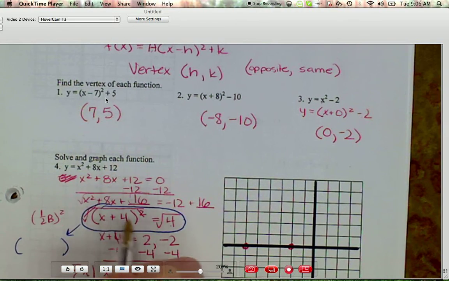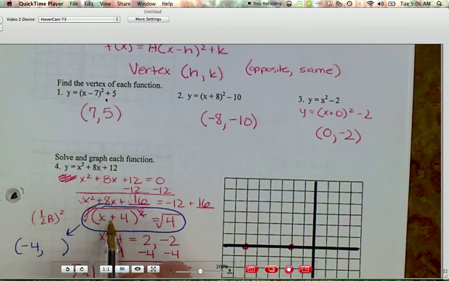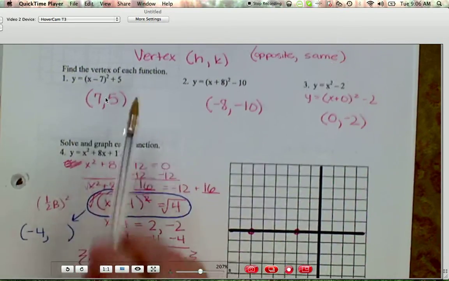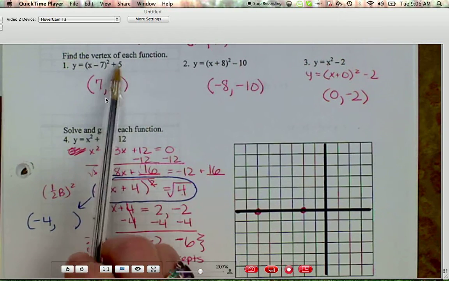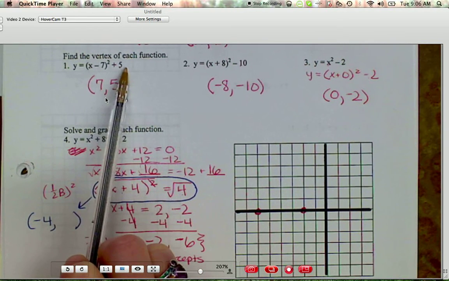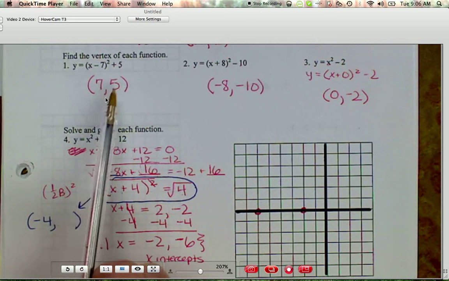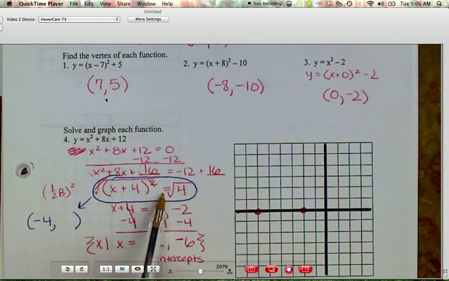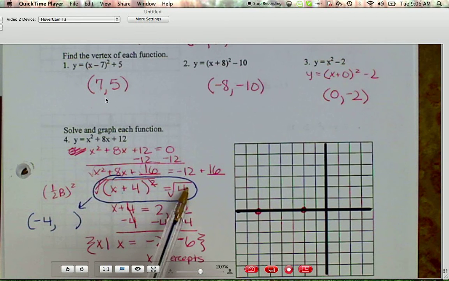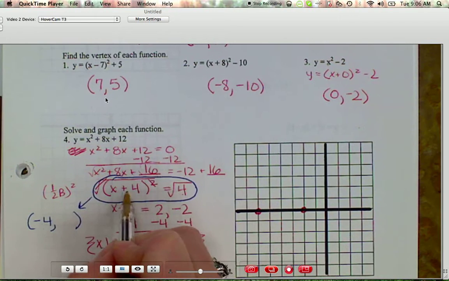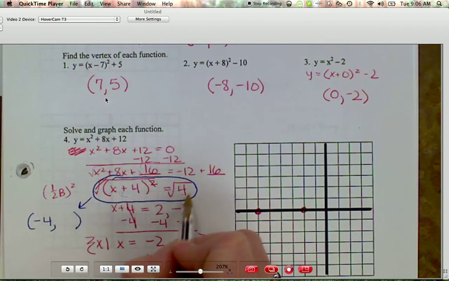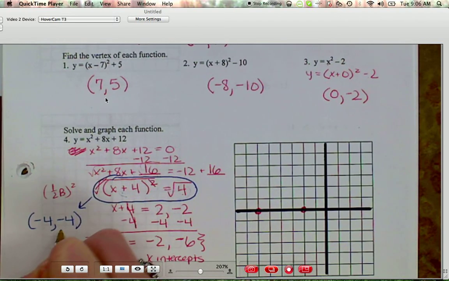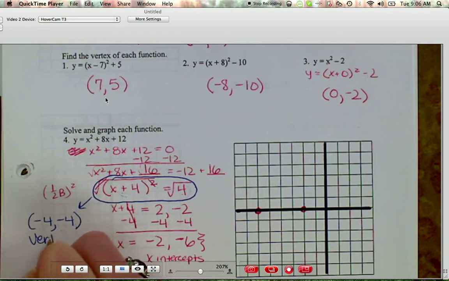The opposite of that would give us -4. So the opposite of the value with the x gives us our x value. And before, if you look, this other value was on the same side of the equal sign. So we did opposite of this guy, same as this guy. But now that constant is over on the other side of the equal sign. So instead of doing opposite, same, we're actually going to take the opposite of this guy and the opposite of this one, and that will give us our vertex.